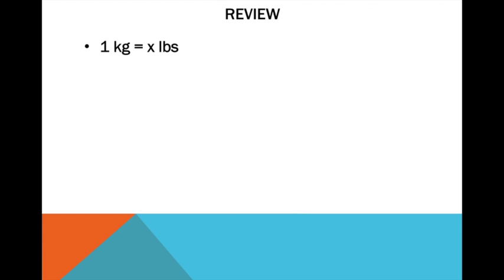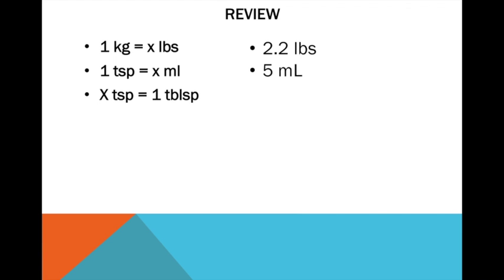First, we'll go ahead and review what we talked about in week 1. So how many pounds are in a kilogram? The answer is 2.2 pounds. How many milliliters are in a teaspoon? The answer is 5 milliliters. How many teaspoons in 1 tablespoon? 3 teaspoons.